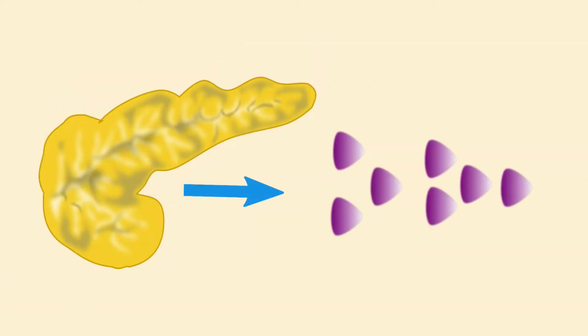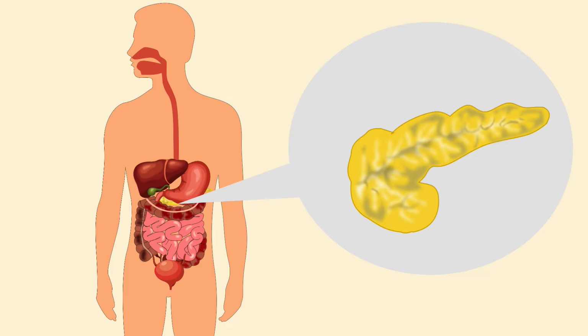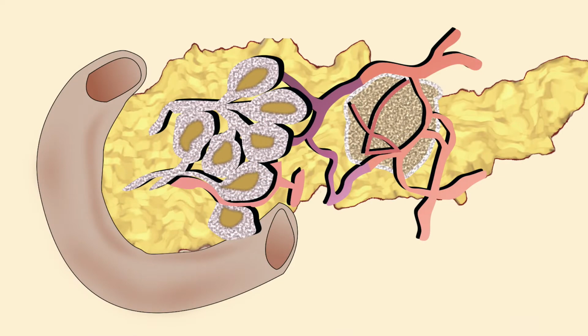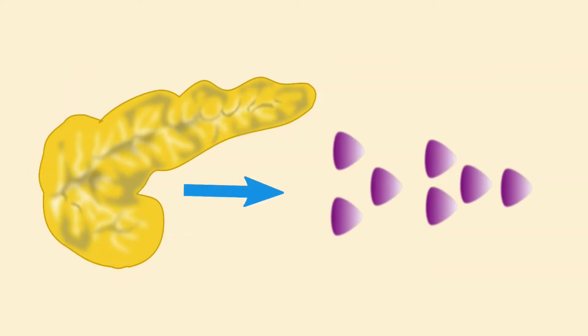Insulin is secreted by the pancreas. Pancreas is an organ located behind the stomach. The pancreas is made up of glands which secretes various enzymes and hormones. Now, we will focus on insulin's release and the factors which affect it.